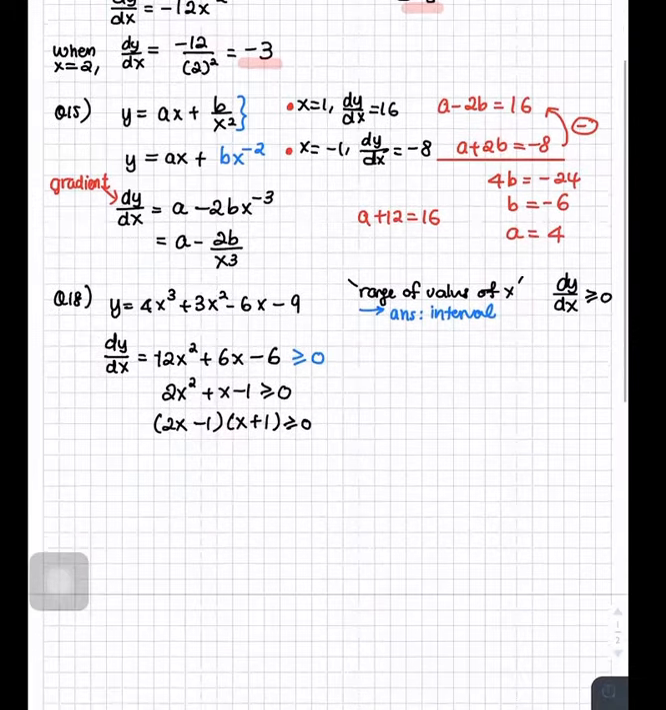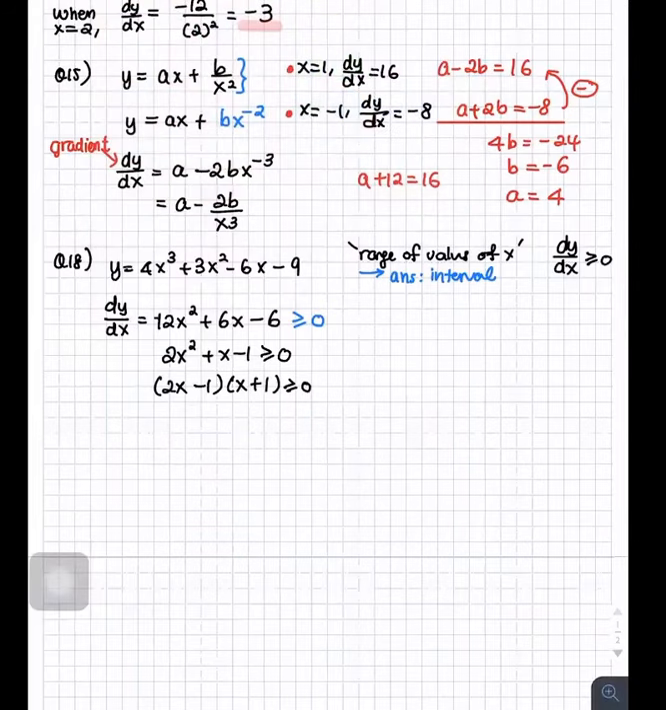What chapter is this? Can somebody recall? Chapter 1 of term 1, quadratic inequality.